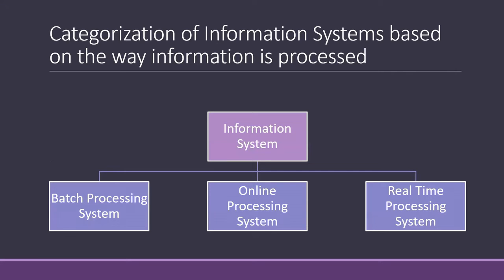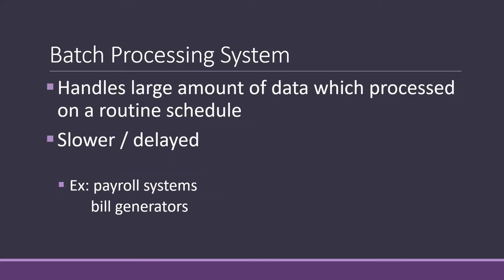Then we can categorize information systems, based on the way information is processed, into three categories. First one is the batch processing system. Next, the online processing system. Next, the real-time processing system. So let's see what a batch processing system is. A batch processing system is a system which handles a large amount of data, which is processed on a routine schedule.